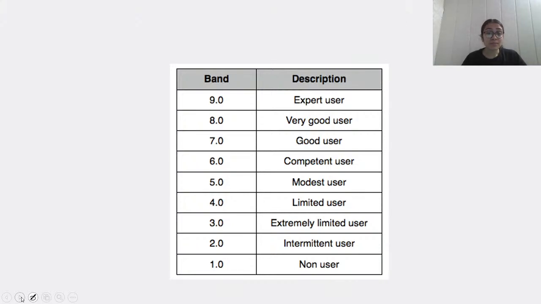So if you have a 9 band, it's like an expert user. If you have an 8 overall, it means you're a very good user. 7 means good user. 6 means competent user. 5 means modest user. 4 means a limited user, 3 means an extremely limited user, 2 means an intermittent user, and 1 is a non-user, when you do not give your exam. Right, so the average that we can see is 4 and above. 4 to 7 is the average score that we observe.